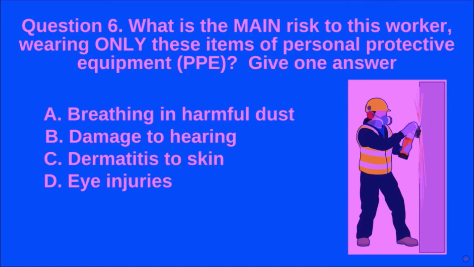Question 6. What is the main risk to this worker, wearing only these items of personal protective equipment, PPE? Give one answer. A. Breathing in harmful dust. B. Damage to hearing. C. Dermatitis to skin. D. Eye injuries. D. Is the correct answer.